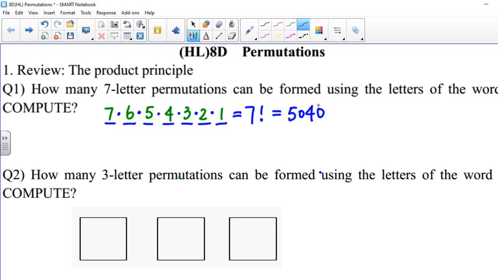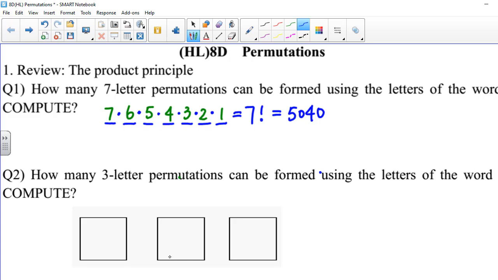How many 3-letter permutations can be formed using the letters of the word compute? They are similar questions. The only difference between these two questions is that in the first question, I use all 7 letters. But in the second one, I only need to form 3-letter possibilities by using those 7 letters.